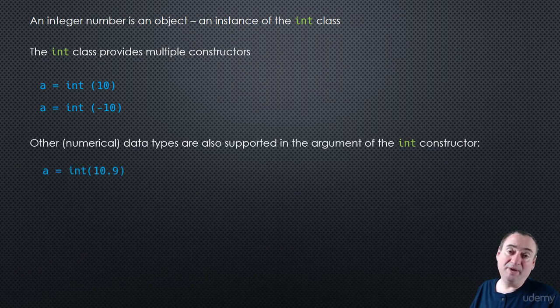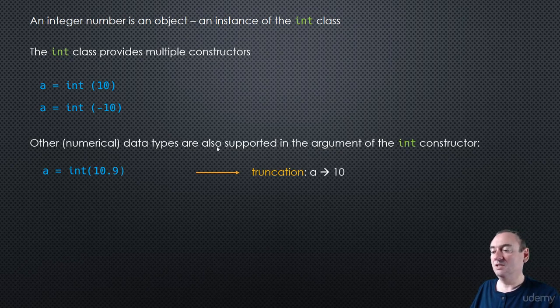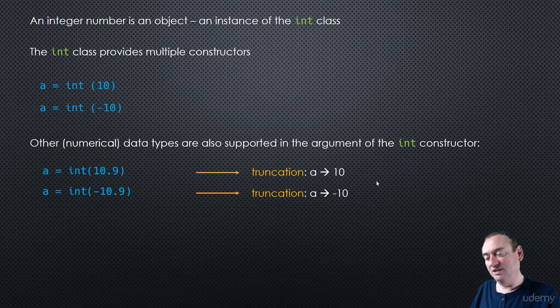Now we can pass in other numerical data types. For example, if we pass in a float, a equals int(10.9), what happens is that we're going to lose some information. We cannot convert 10.9 without data loss into an integer, and what happens is that it gets truncated. Only the integer portion is retained, and everything after the decimal point is tossed out. So in this case, a would be equal to 10. Same thing with a negative number: we get a truncation, and so we end up with negative 10. So this is a truncation, not a floor, as we saw in some earlier videos.